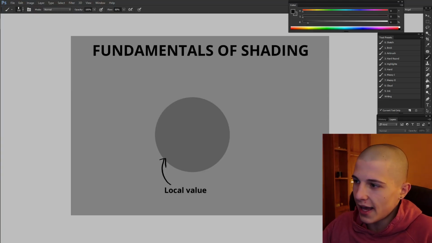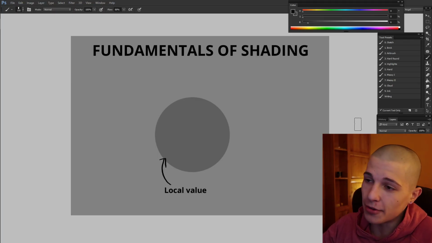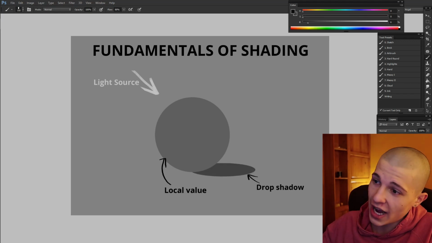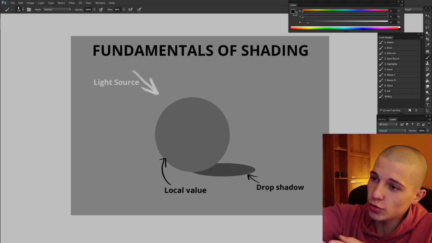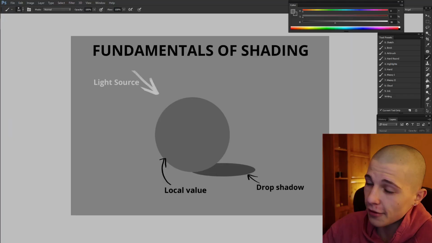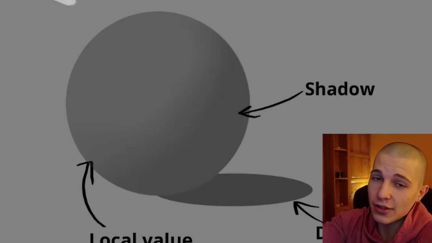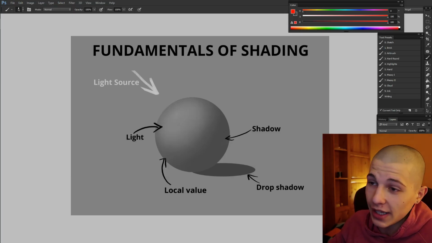It can be an egg, it can be a nut, whatever you choose. This is gonna be the local value, aka how dark or light something is without any light. So when you introduce a light source, you get a drop shadow. That's the shadow that's produced from the object because it's being hit by the light. And the first thing that's gonna happen to this object is that there's gonna be shadow where the light source cannot hit it. Duh. And on the other side, naturally you're gonna have some light.